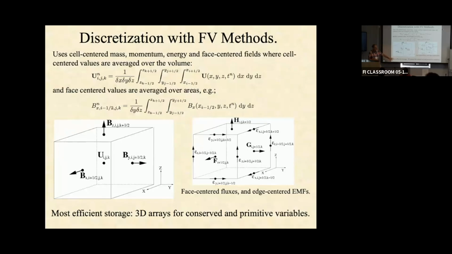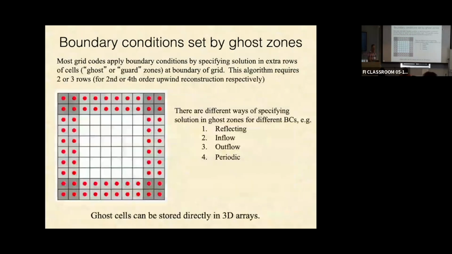But different codes implement things in different ways. Athena stores these things as just contiguous 3D arrays. So we'll keep that in mind as we think about how to put the data on GPUs and just on CPUs as well. There's another issue, boundary conditions. What are you talking about boundary conditions for?